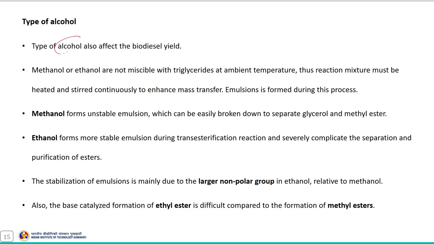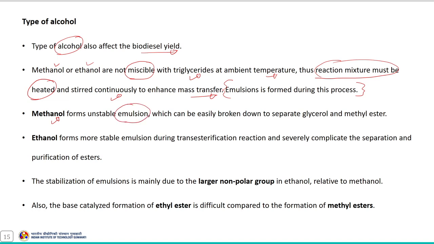Even the type of alcohol affects the biodiesel yield, because methanol and ethanol are not miscible with triglyceride at ambient temperature, and because of that, the reaction mixture needs to be heated and stirred continuously to enhance the mass transfer between these two phases, and even emulsions are formed during this process. As we know, methanol forms an unstable emulsion which can easily be broken down to separate the glycerol from methyl ester. However, in case of ethanol, it forms a more stable emulsion during the transesterification reaction. Then it severely complicates the separation and purification of esters.